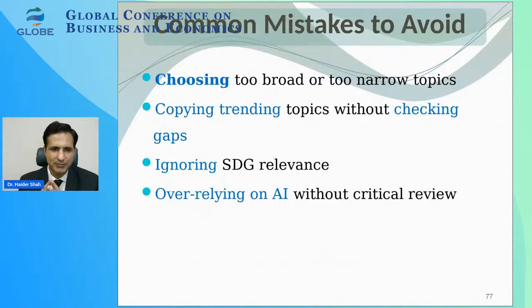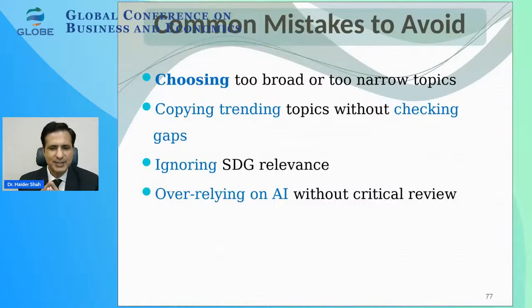So be mindful of that. Then, copying trend topics without checking gaps. You must refer to the literature again, see which kind of research gap it is going to fill. Is it the methodological gap? Is it the unit gap? Is it the concept gap? Is it the knowledge gap? What kind of gap is it going to fill? So you need to be very clear about it. What theoretical gap are you going to fill? What practical gaps are you going to fill? So you need to be very careful about it.